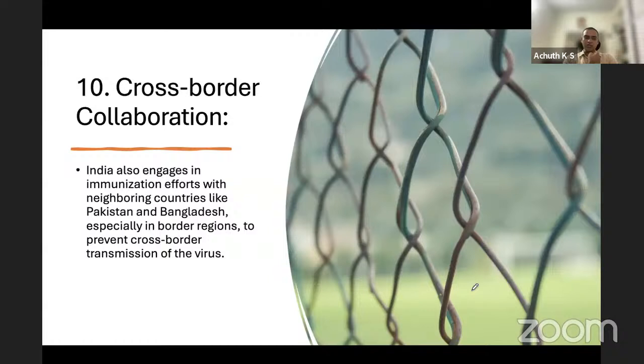And cross-border collaboration. This is important because we share borders with many other countries like Pakistan, China, Bangladesh, Nepal, Bhutan, and Myanmar. So we don't want any of the countries to share their infection with our country. To avoid this, we engage in immunization activities with our neighboring countries, especially in the border areas.